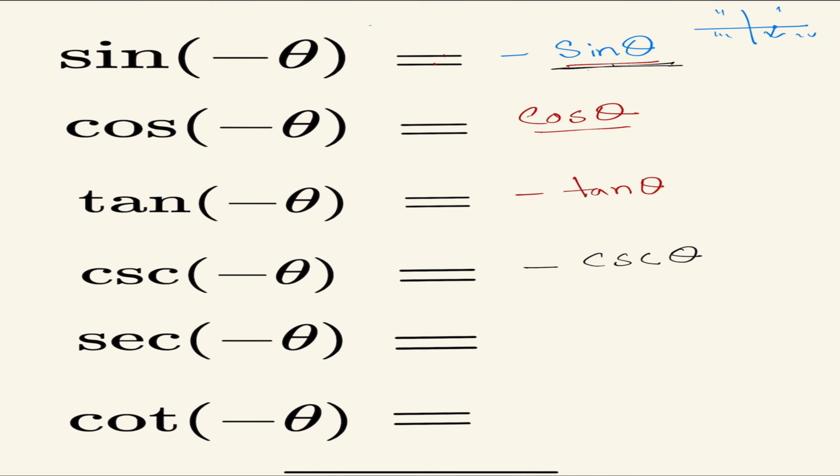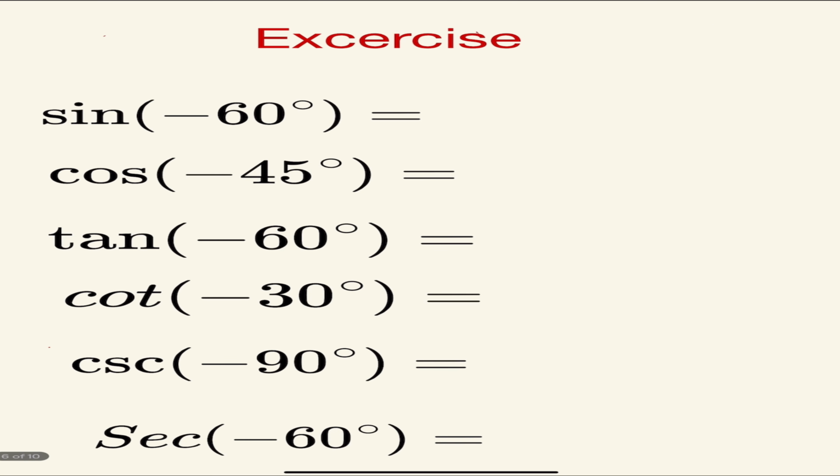Cosecant theta. For secant, you see secant is the opposite of cosine, right? If you flip cosine, then you get secant theta. So it's going to be positive secant theta. And for cotangent, if you flip the tan theta, you get the cotangent theta. And tan is negative, so it's going to be negative also: negative cot theta. Now let's do some practice exercises, right?